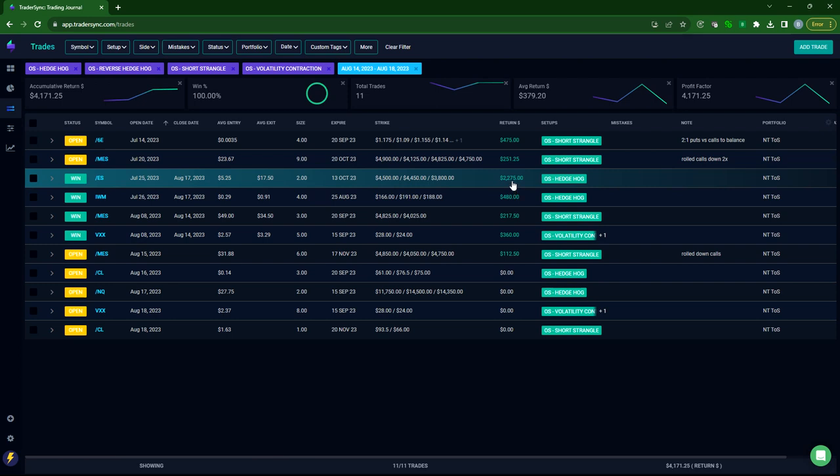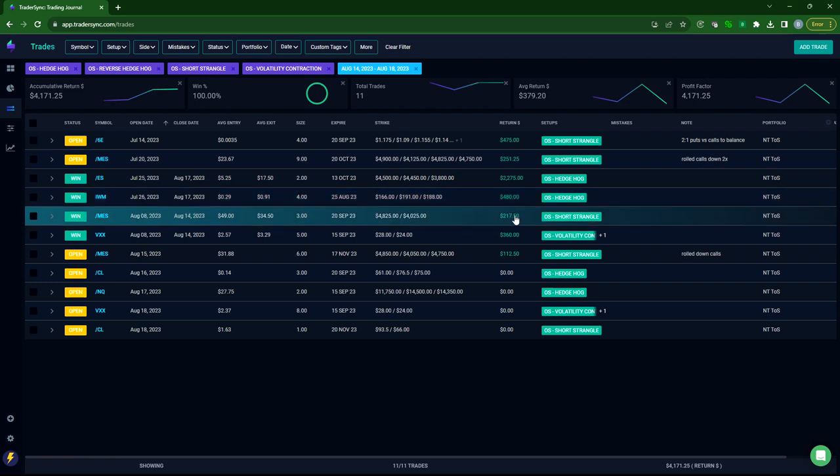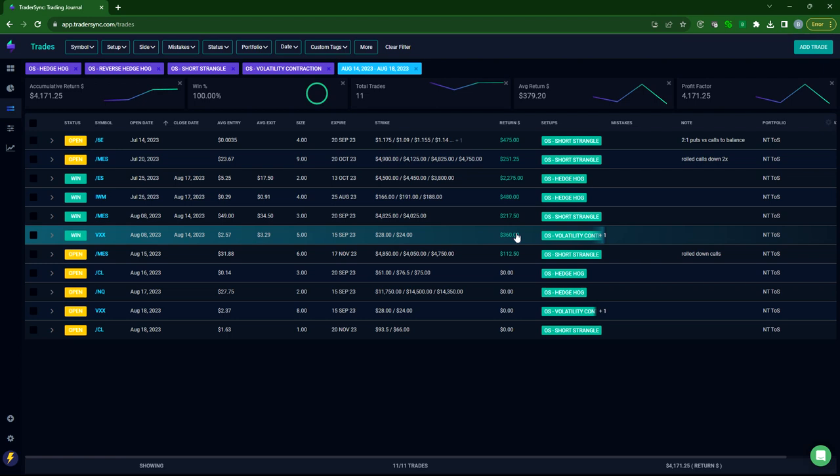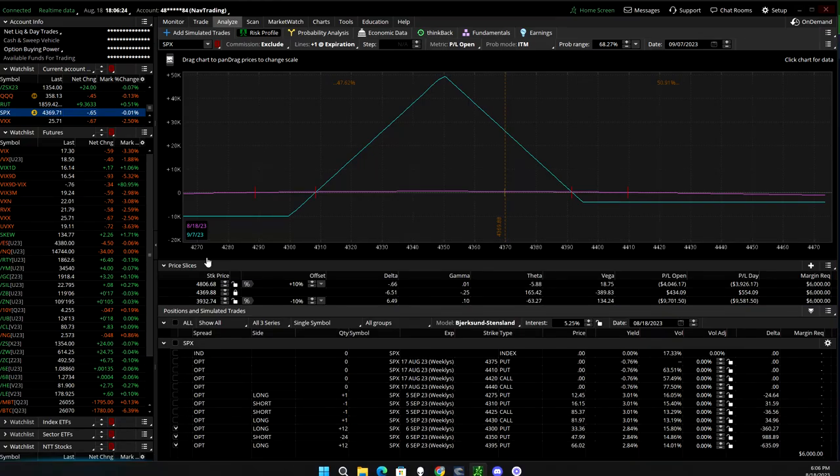Booked over $2,200 on a hedgehog in ES. Booked $480 on a hedgehog in IWM. Booked $217 on a strangle in MES. Booked $360 on a volatility contraction trade in VXX. And then the rest of these are open. So let's take a look at our open positions.